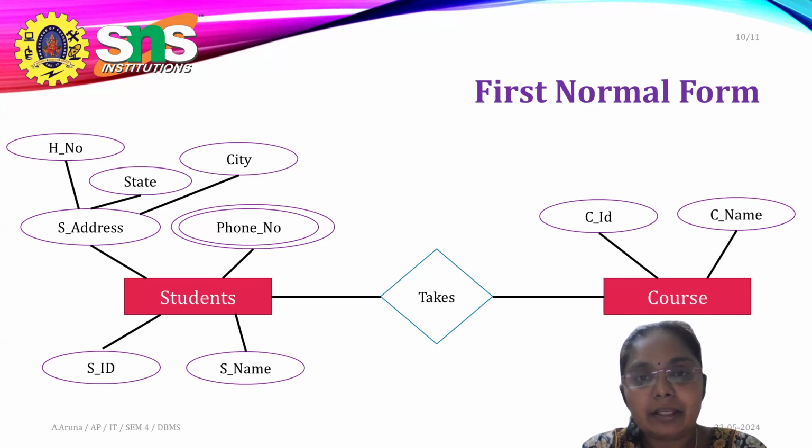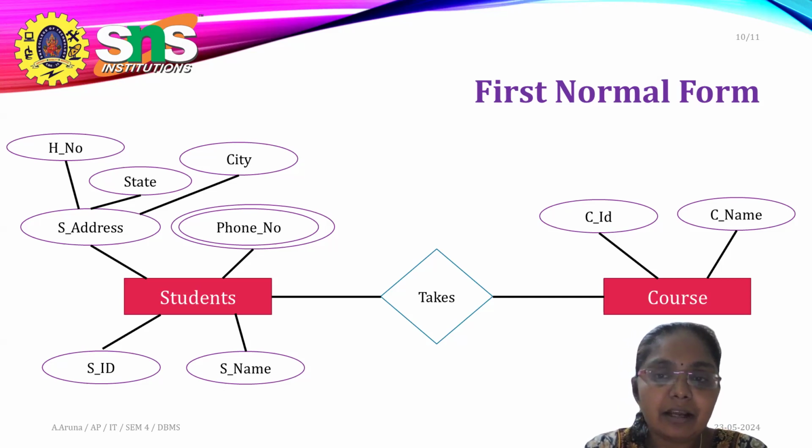So what is meant by normal form? Initially we construct the schema, that is, we use an ER diagram to design our database or table. If your ER diagram is perfectly correct, then we can automatically convert it into a table. Normally, while converting our ER diagram into a table, that is the first normal form.